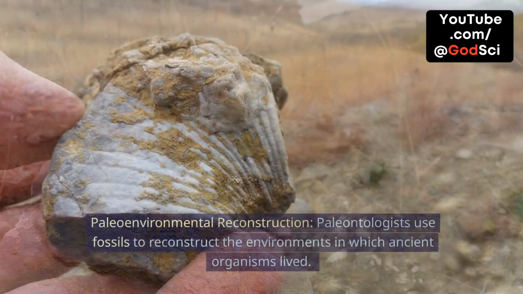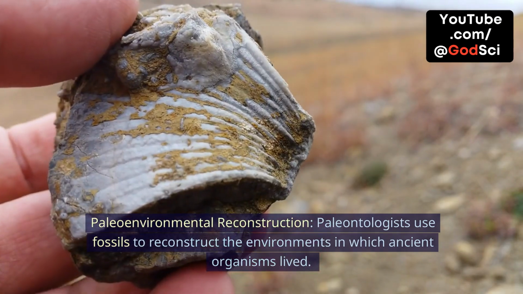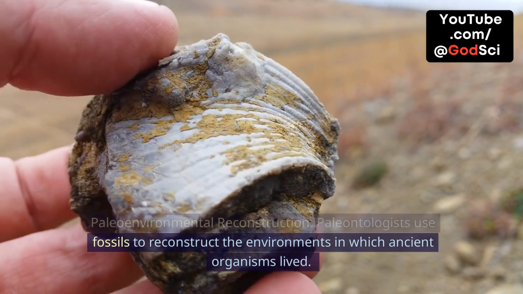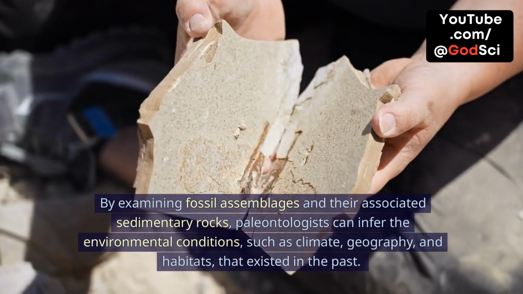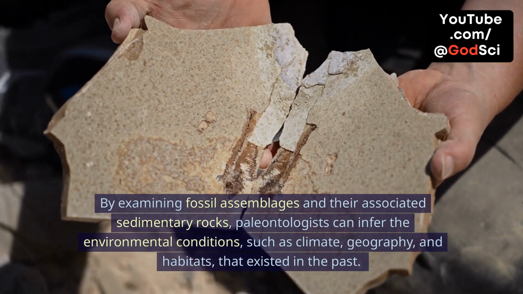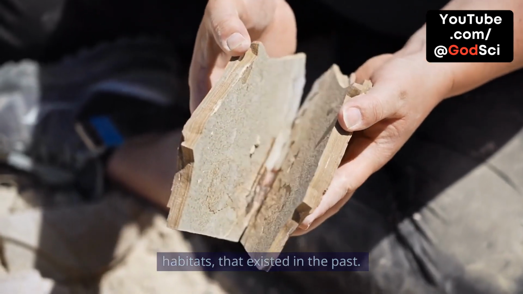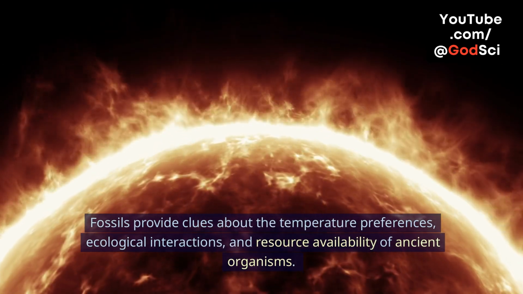Paleoenvironmental reconstruction. Paleontologists use fossils to reconstruct the environments in which ancient organisms lived. By examining fossil assemblages and their associated sedimentary rocks, paleontologists can infer the environmental conditions, such as climate, geography, and habitats, that existed in the past. Fossils provide clues about the temperature preferences, ecological interactions, and resource availability of ancient organisms.